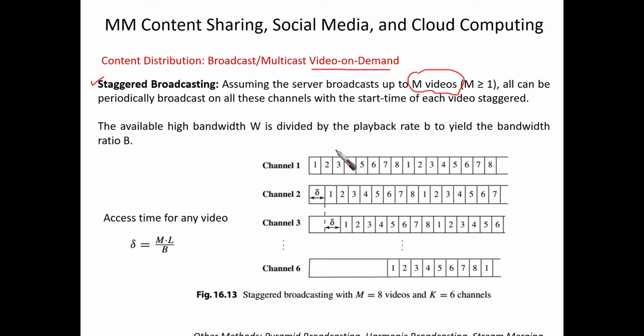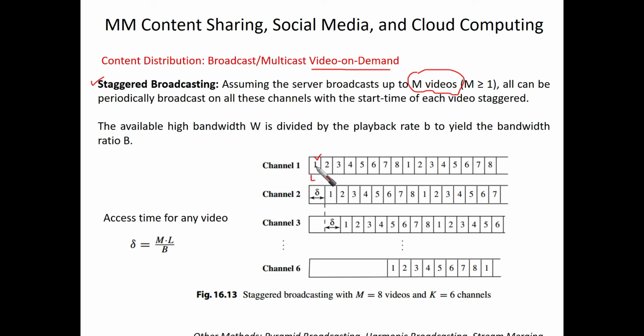Now channel 1, what it does, it basically periodically broadcasts all of these videos. And let's say for this example, this server has 8 videos. Okay, just an example, eight videos. So this M is basically the number of videos. So in channel 1, it first broadcasts video 1, and let's say for each one an equal time period for this example, maybe L seconds or L minutes, whatever the time period is.